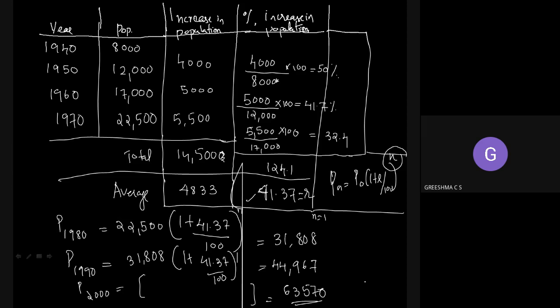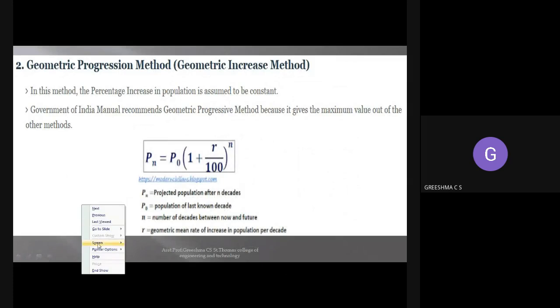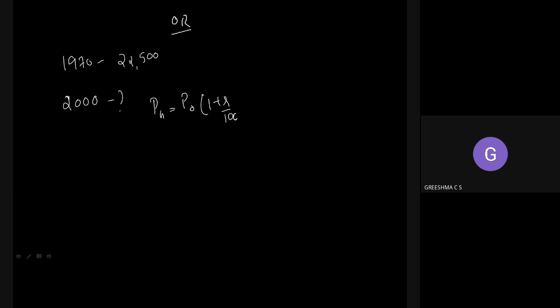One more alternative method. The 1970 population we know, that is 22,500. You are asked to find out the population for the year 2000. You are not asked to find 1980 or 1990; directly they are asking you to find out the population of 2000. So how will you do it? The equation is Pn is equal to P0 into 1 plus R by 100 all raised to n.